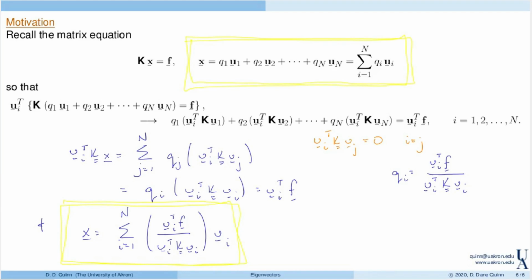So those are some of the properties of eigenvectors that we will use going forward, in particular when we look at general forced multi-degree of freedom systems in the context of modal analysis.